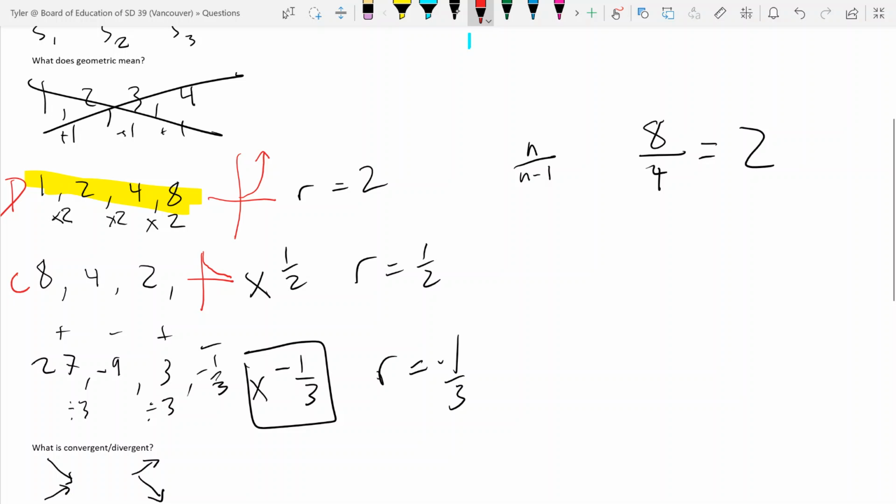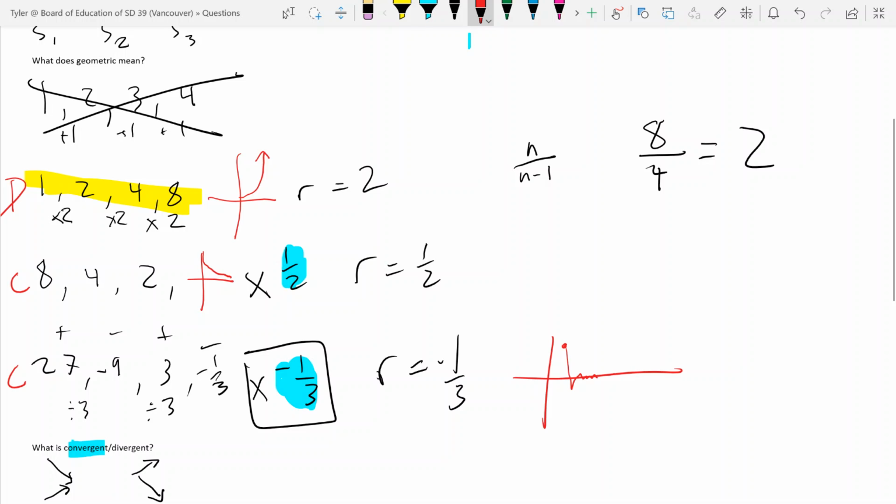This second one, it's flipping all over the place, and our graph actually ends up looking like this. Started at 27, and then went to -9, and then 3, and then a third, and it'll actually look like this. This one's convergent too, because it's getting closer to 0. And what you maybe noticed is that the R term, if it is a fraction, it's going to be convergent.